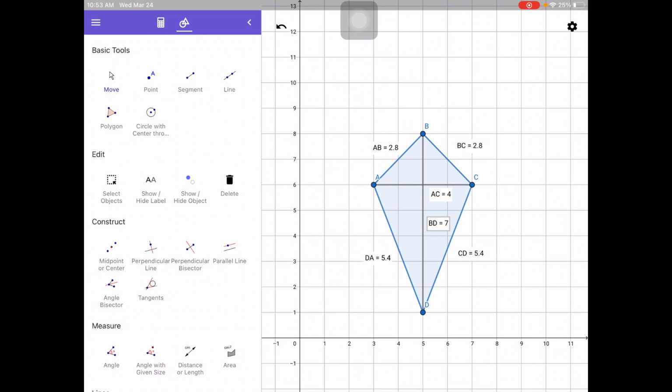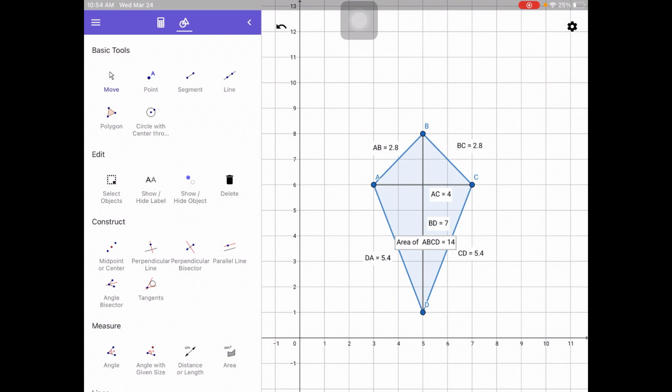Tignan po natin ngayon kung ang area ng ating kite is 14. Yan. Sabi dito, the area of ABC is 14. Ayan po. Di ba po? Tama po. Ibig sabihin, tama po yung formula ng ating area of the kite. Ulitin ko po, the theorem said, the area of the kite is half the product of the length of its diagonals.